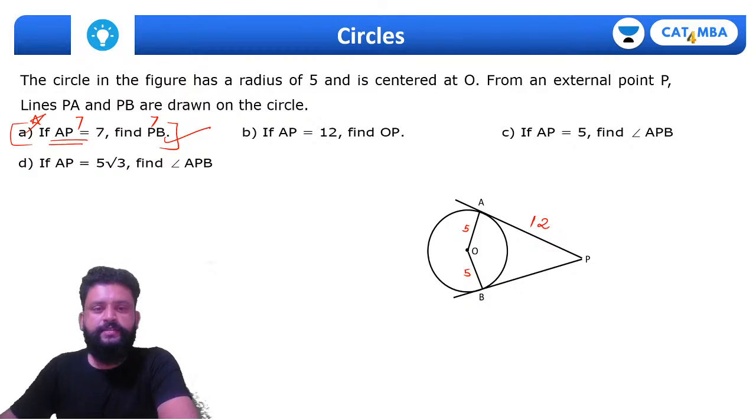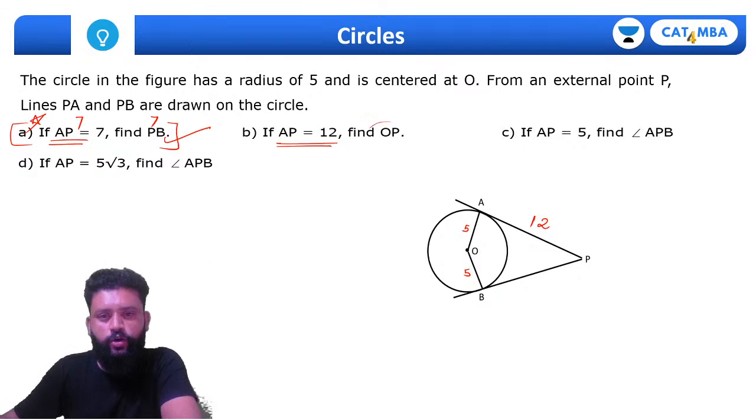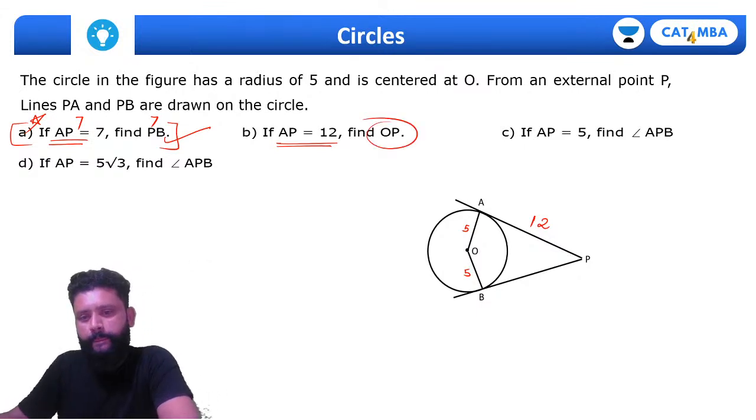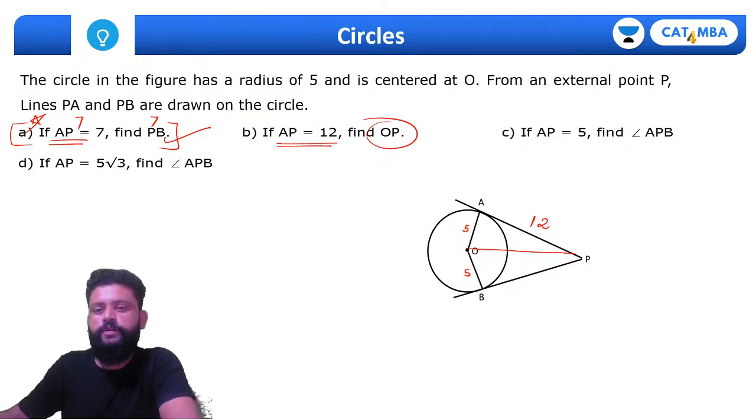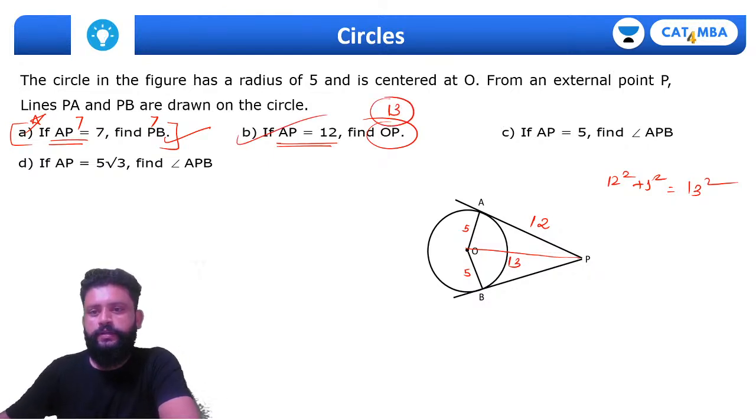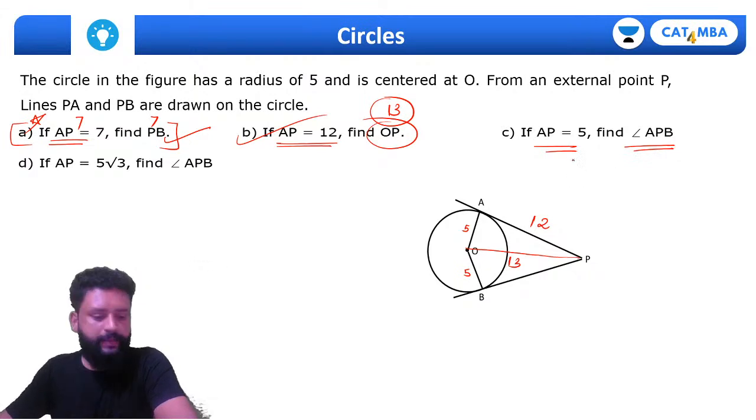Okay, so any answer for this? AP is 12 and find the OP. That's the simple Pythagoras theorem. 12 square plus 5 square has to be 13 square. So this will be 13. Hopefully I can speed up now. Okay, so AP is equal to 5 and angle APB we are supposed to calculate.